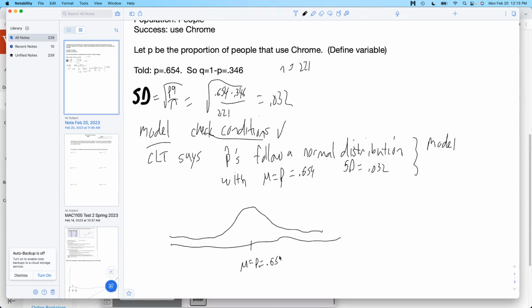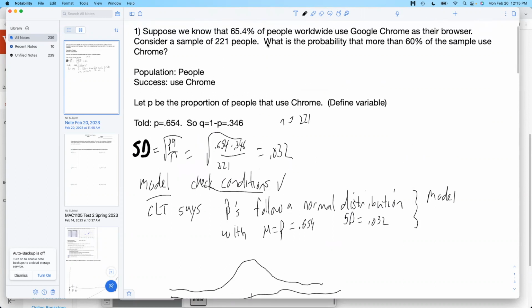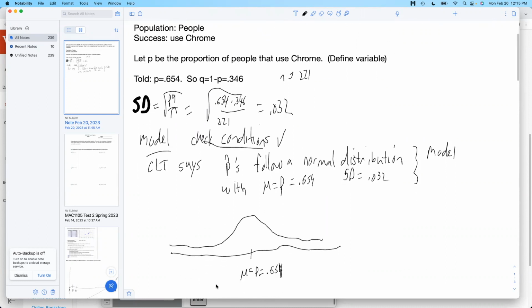It would have 65.4% of people using Chrome. I did a sample. I want more than 60% to use Chrome. So here's the p-hat I'm interested in. I want this area. So here's my sample.